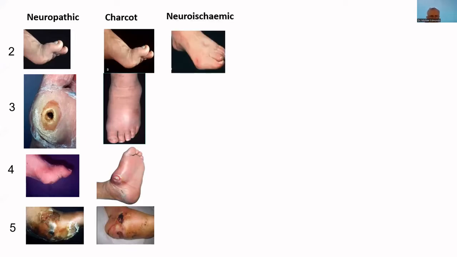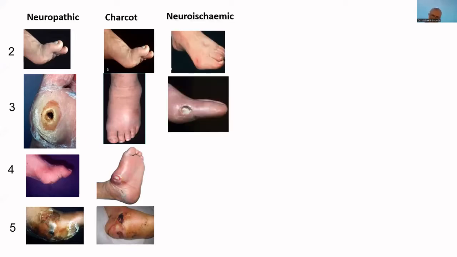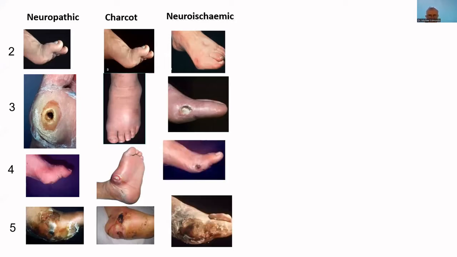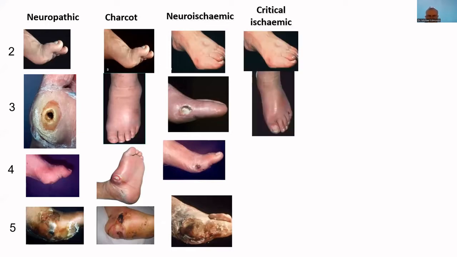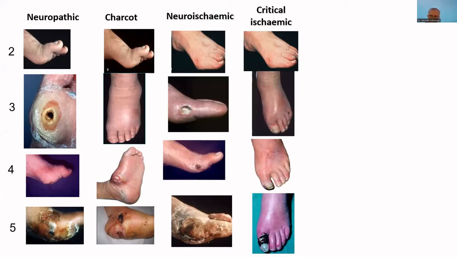Now we go on to the ischemic scenarios. In the neuroischemic foot, ulceration on the margins of the foot will become infected and lead to infective necrosis. This is in contrast to the critically ischemic foot, where there is a severe reduction in blood supply. This leads to tissue hypoxia, ischemia, and necrosis.